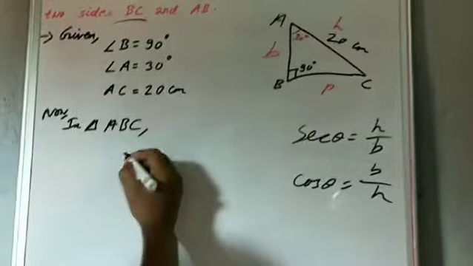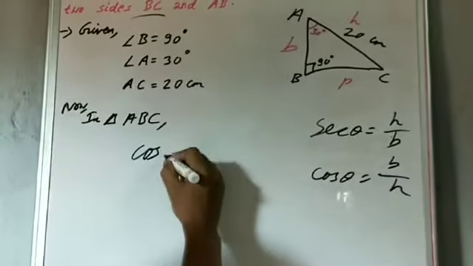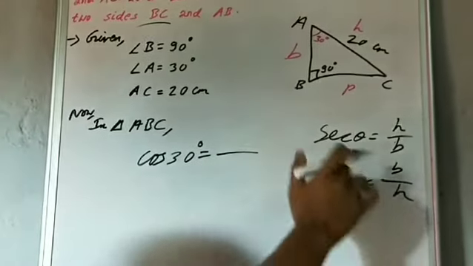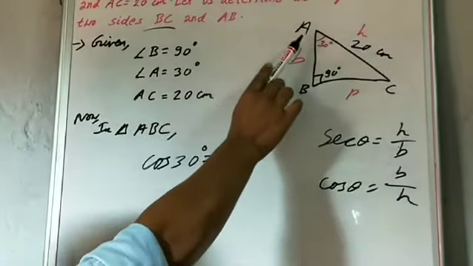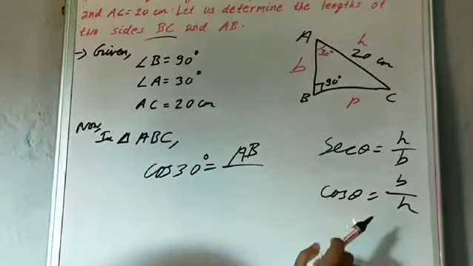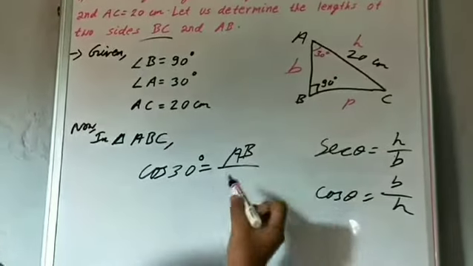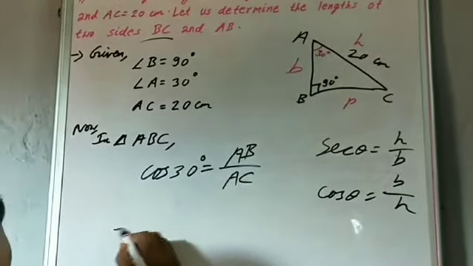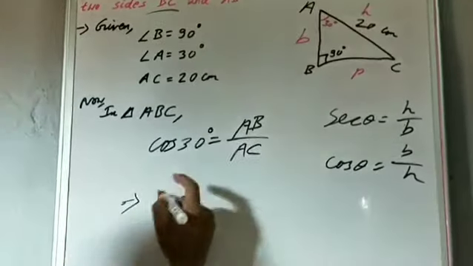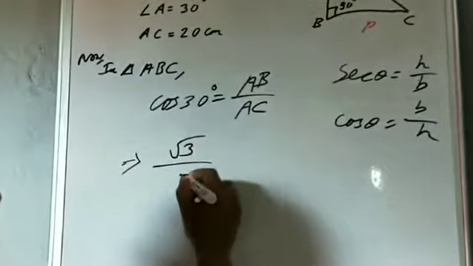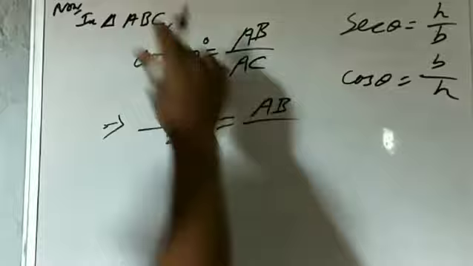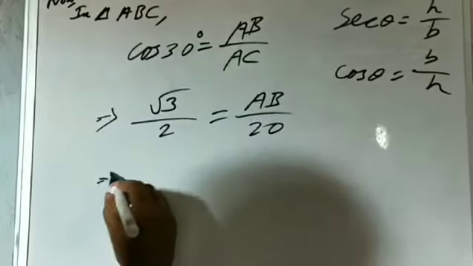So I am taking cos. So therefore cos of angle 30 degree is base by hypotenuse. So which side is base? Side AB. And which side is hypotenuse? Side AC. So what's the value for cos 30 degree? It's root 3 by 2. AB will be AB and value for AC is 20 centimeter.